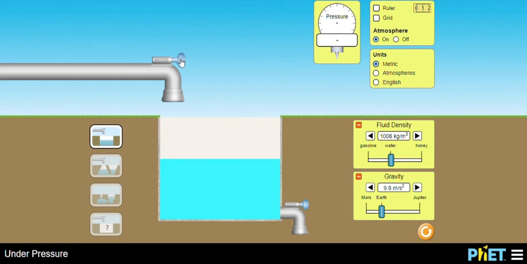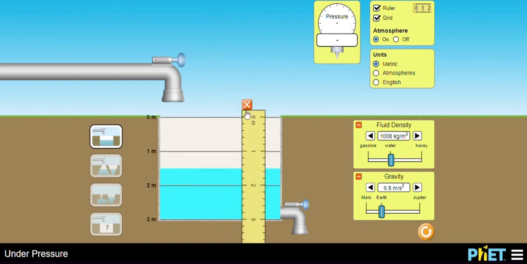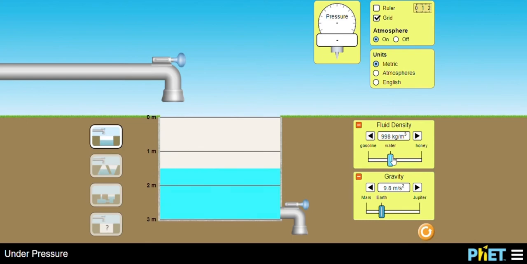So this button is to fill water into the container, while this button is to empty the water from the container. For this part, we can choose either to use the ruler or the grid one to measure the level of the depth. Whereas this segment is to adjust the fluid density, we can decrease the fluid density by clicking this button or just move this button to the left. In contrast, to increase the fluid density, just move this button to the right.